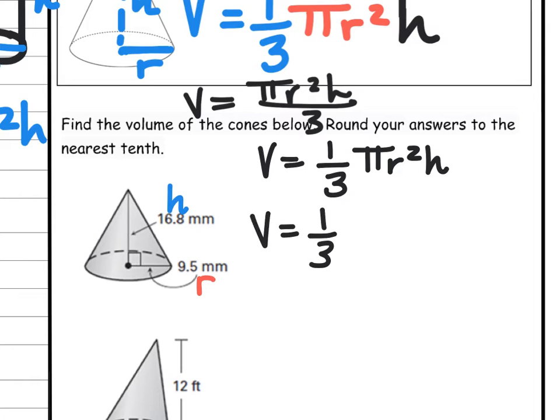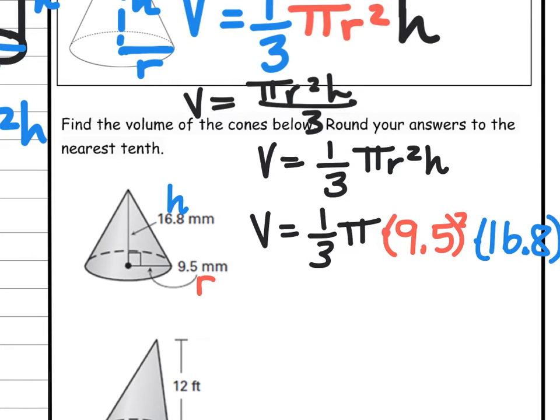So volume is equal to 1/3 times pi times the radius squared. So times 9.5 squared. And my height is 16.8. You can also put this in parentheses. It means the same thing. Just multiplying it all up. Then you just have to go to your calculator.